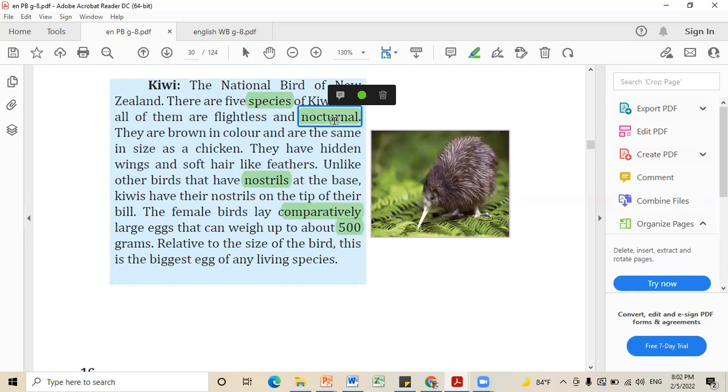So we know there are some creatures that are not sleeping at night like us, but they stay awake, and that is the time that they try to find food, right?